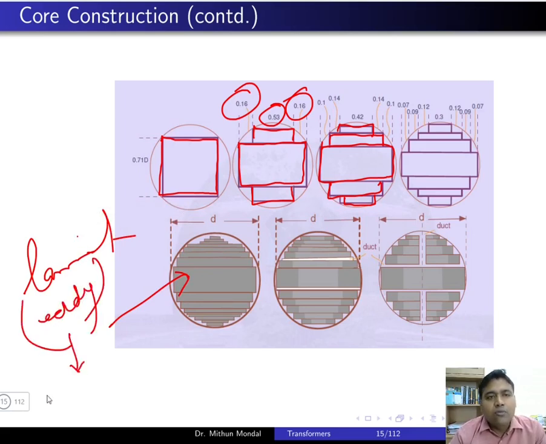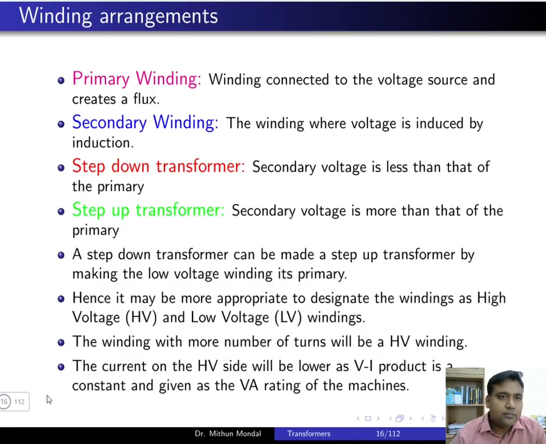So we do not form a thick core, rather a laminated core is being made. Now we will go for the winding. So we have completed the core. Core can be of two types: one is core type, another is shell type. Generally our discussion will pertain to the core type construction. Now let us see the winding.